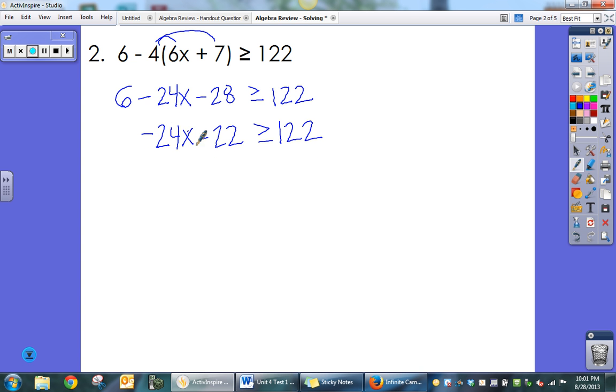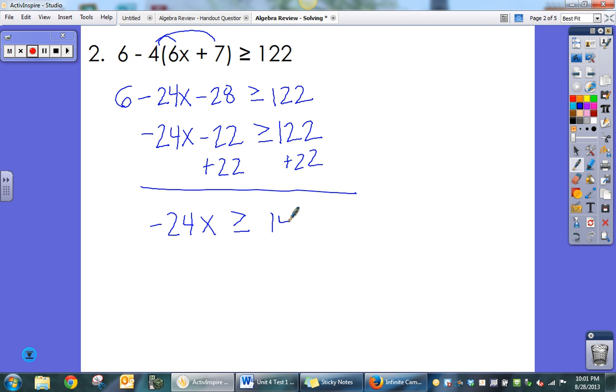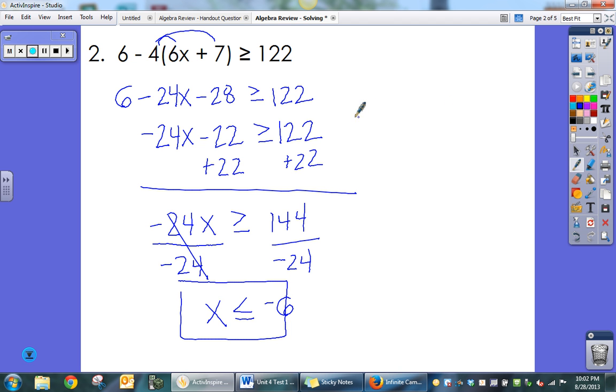And then I'm going to get this by itself by adding 22 to both sides. Negative 24x is greater than or equal to 144. And then I'm going to divide both sides by negative 24. Again, remember that when I divide by a negative, it changes the direction of my inequality. So instead of being greater than or equal to, now it becomes less than or equal to. And 144 divided by negative 24 is negative 6. So there is my inequality, and again, representing that on the number line.